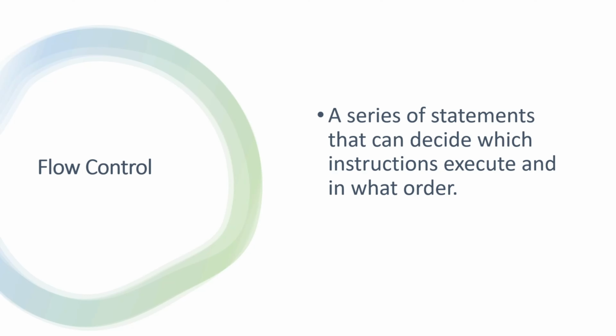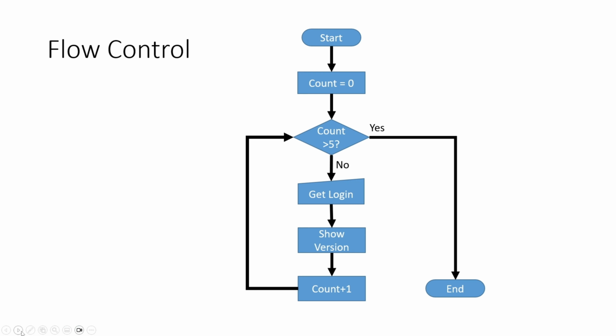Flow control is simply a series of statements which can decide which instructions to execute and in what order. For example, if our program execution starts here at the top, we can create a variable named count. And the first thing we can do is check and see is count greater than 5. And if it is greater than 5, then we can end our loop and move forward to the next section of code. If it's not greater than 5, then we can do some stuff.